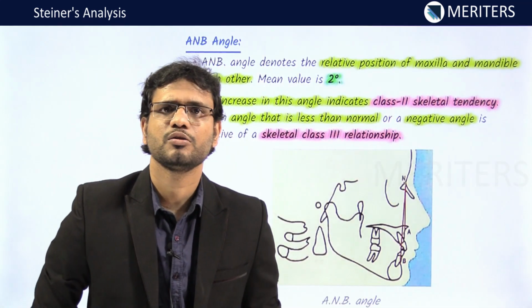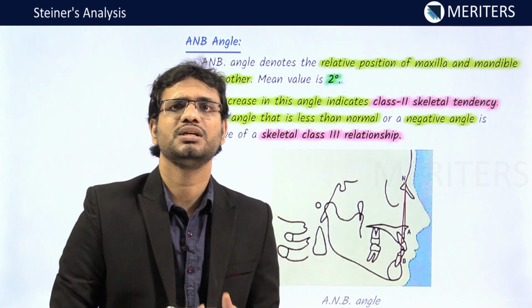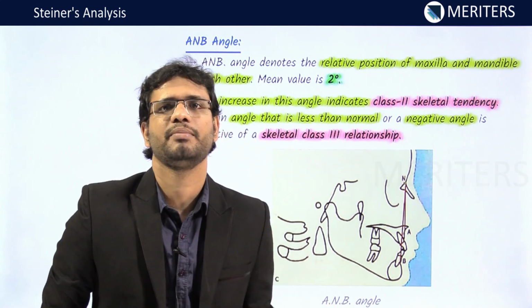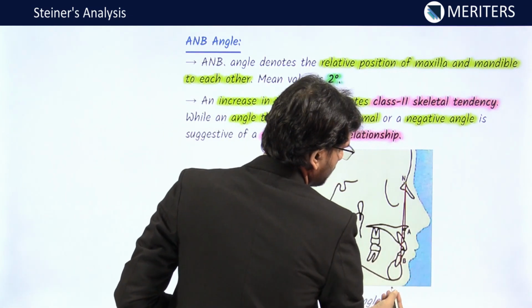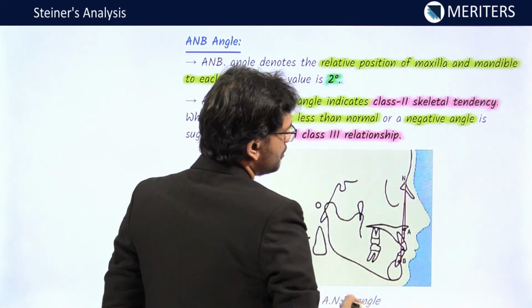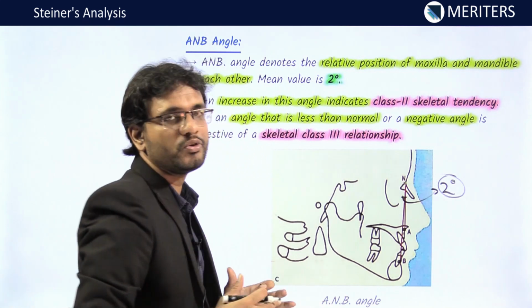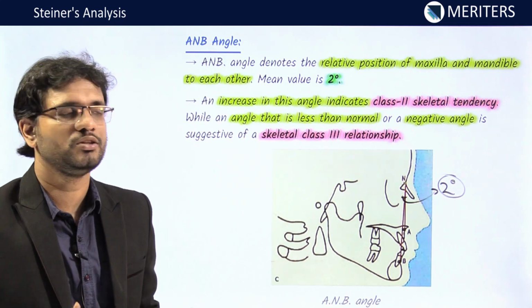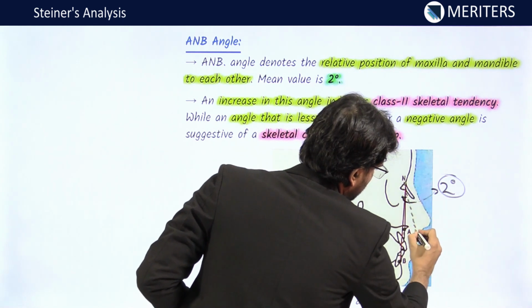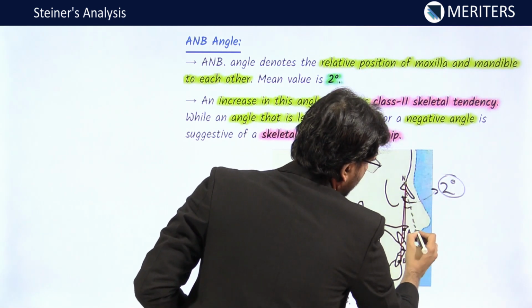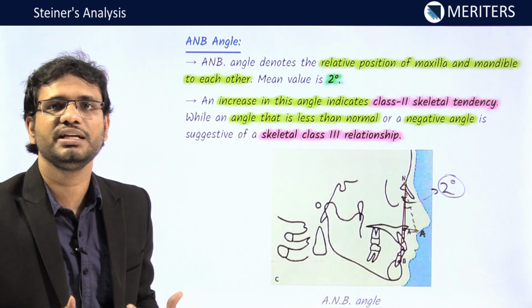Now the third parameter of Steiner's analysis is the A and B angle, the ANB angle. This tells you the relationship of the maxilla and mandible, right? So here the A point is on the maxilla, B point is on the mandible. Suppose the average value is only 2 degrees. Suppose this value is more than the expected or average value. Of course, if you want to increase the angle, the A should come forward, right? So that shows you the prognathism of the maxilla.